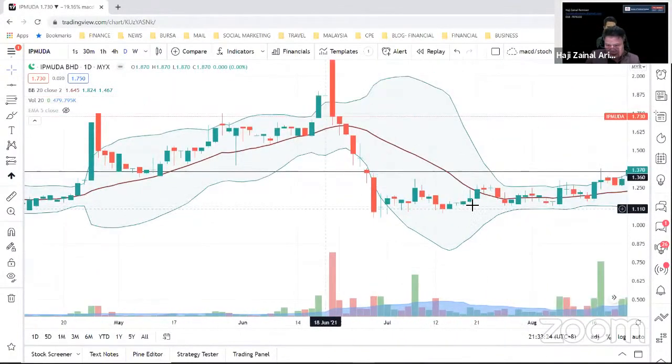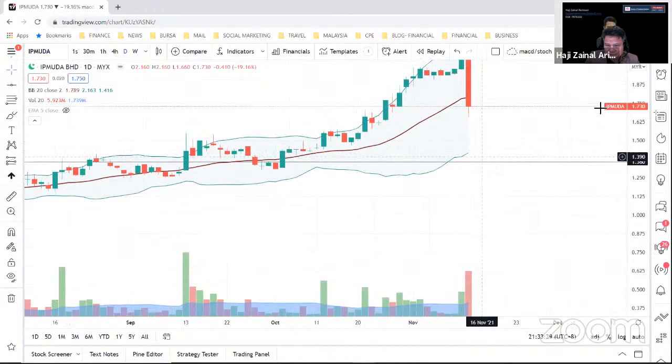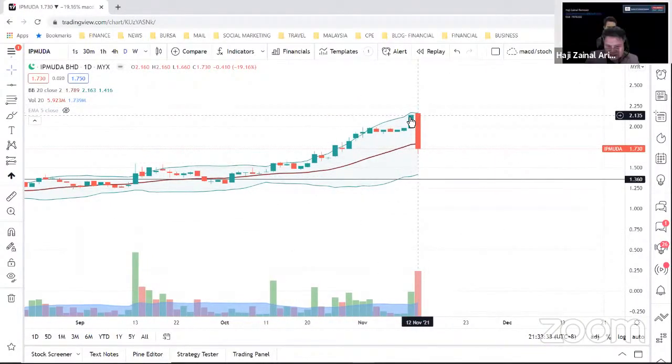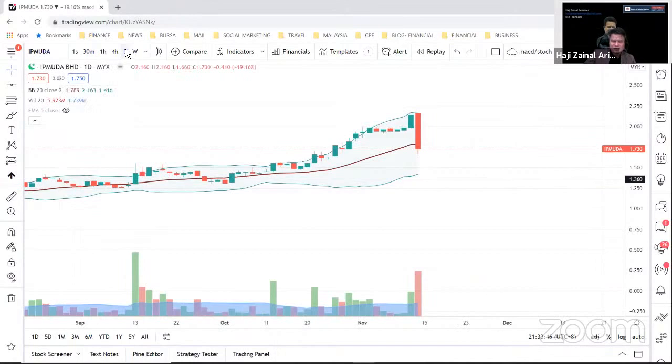Okay, next one. When is it? November 11 to November 12. All right, let's see. This one, let's say we put at a lower time frame. If you look at the daily time frame, it's very difficult for you to see, because you can see that this counter is different.